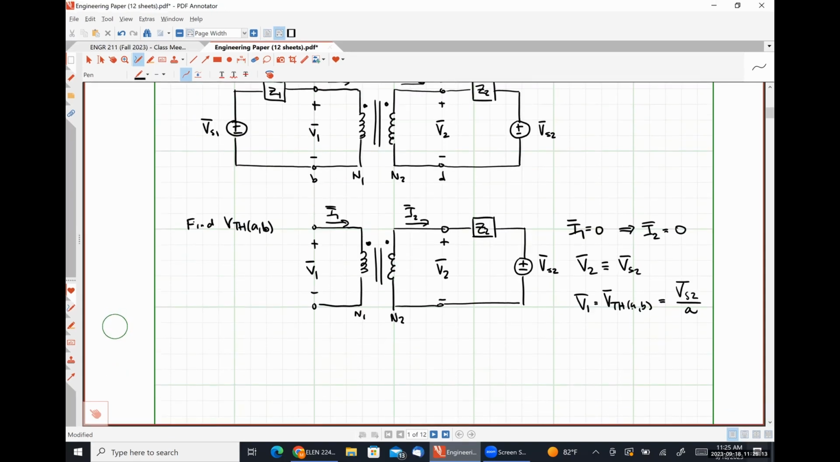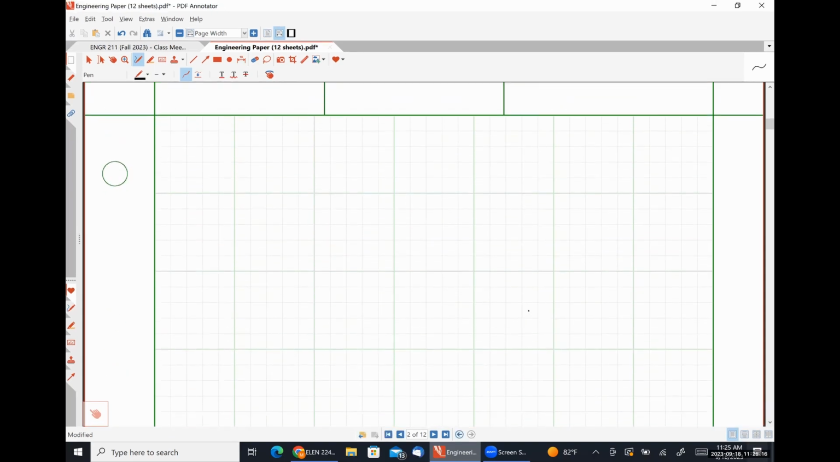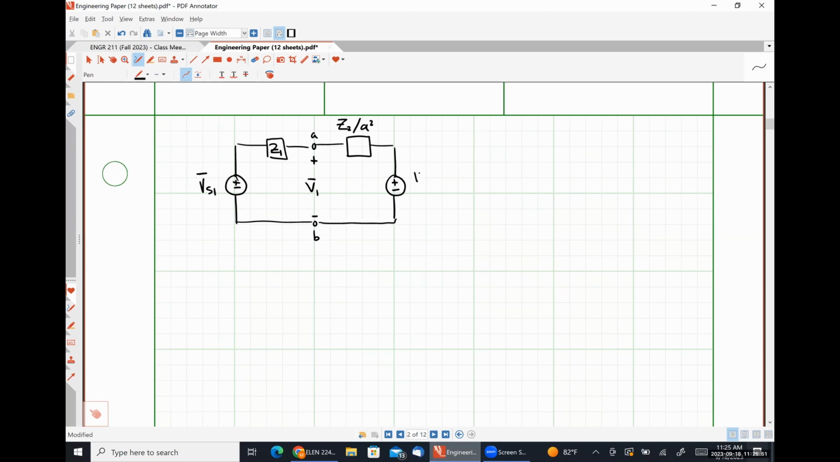So our Thevenin equivalent circuit would look something like this. So here's VS1. Here's Z1. This is terminal A, terminal B, plus, minus, here's V1. Then we would have an impedance here that is Z2 divided by A squared. And then we would have a source voltage here that is VS2 divided by A.